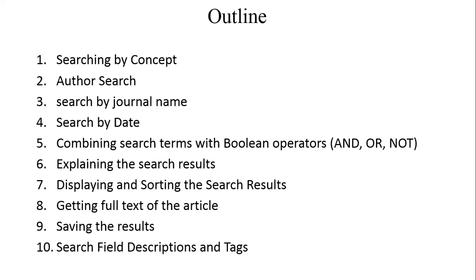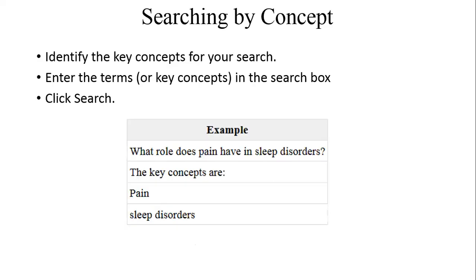Then I would also brief you on how to interpret your search results, the ways in which you can display and sort them, and eventually where you obtain the full text of your article if you are interested in some articles. We would also talk about how to save the search results, and finally I will give you some very important field descriptions and tags that you can use for efficient searching. So let us start. I think we would cover it in an hour.